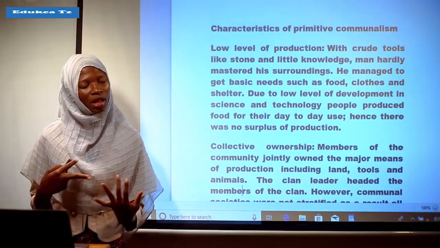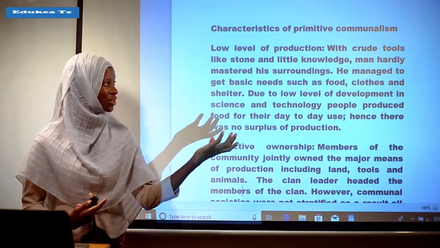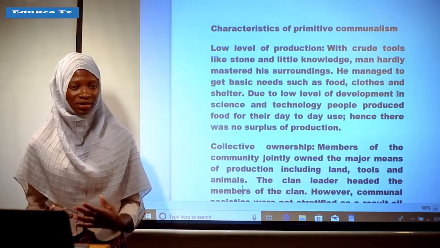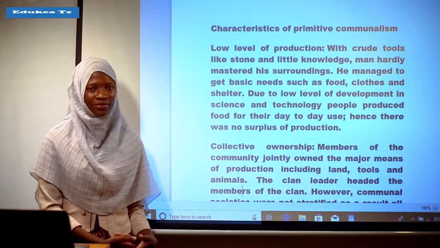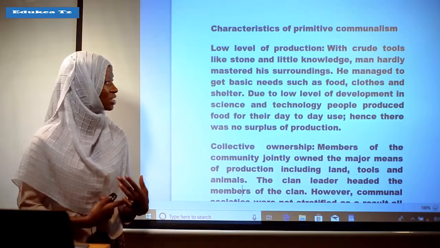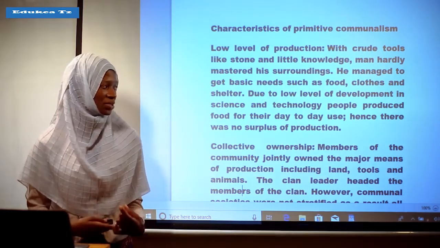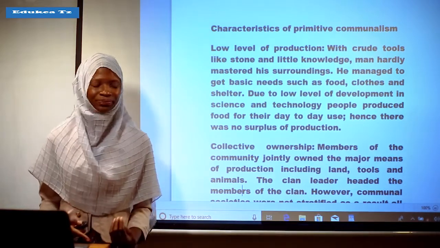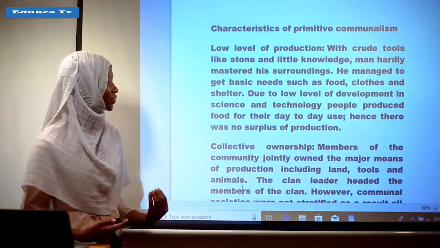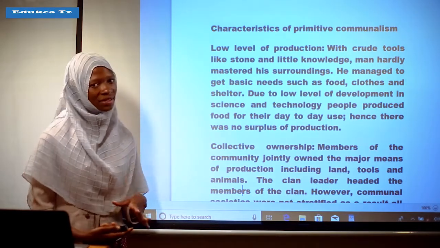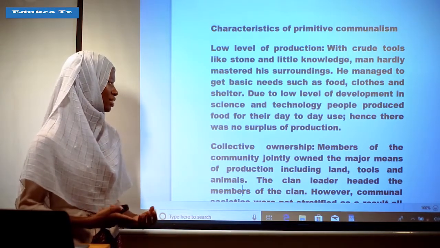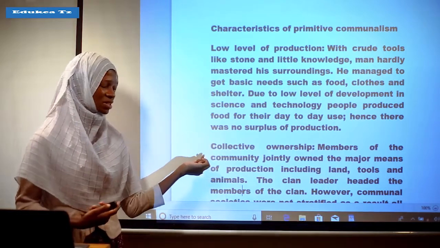At that time, there was a low level of production due to the use of crude tools like stones. Nowadays, you can see people use hand hoes in production, others use tractors, but at that time, man used just stones for production. The tools were very crude. So man managed to produce just a little, which he used for the basic needs of that time, just for food, day to day. And there was no surplus production.